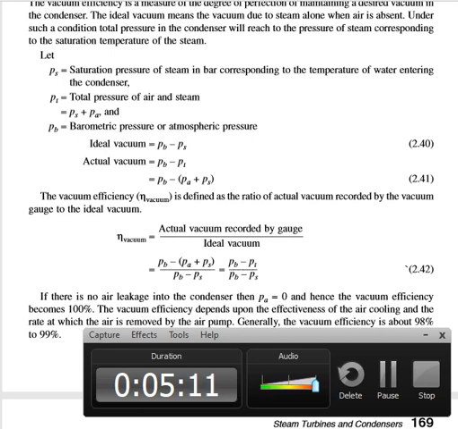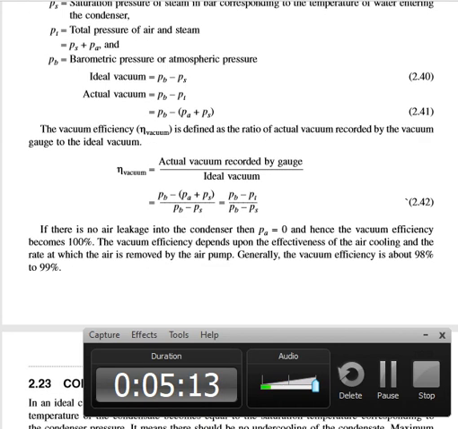And therefore we can write down the equation for that one. N vacuum equals (PB minus (PA plus PS)) upon (PB minus PS). We get the final equation (PB minus PT) divided by (PB minus PS). This is the final equation for the vacuum efficiency of the condenser. That means in the condenser there are air leakage problems, air sources are there.